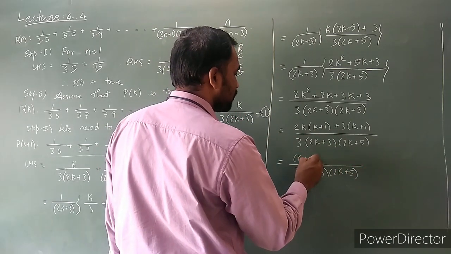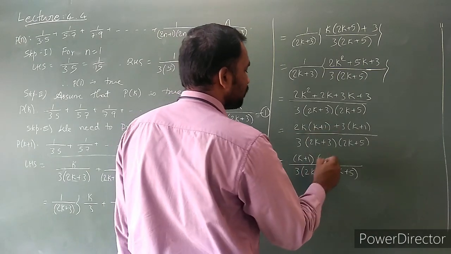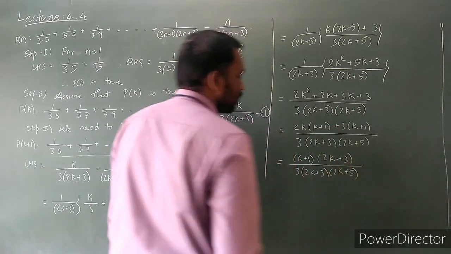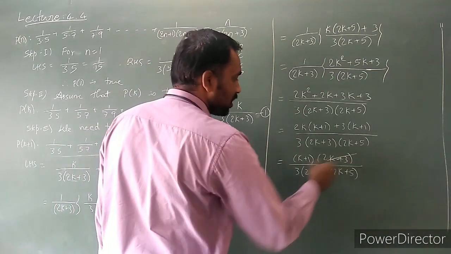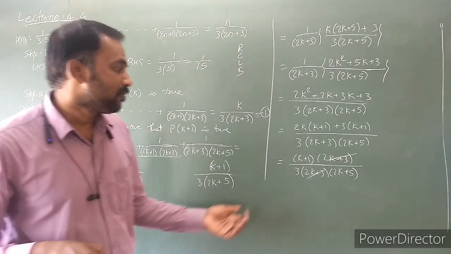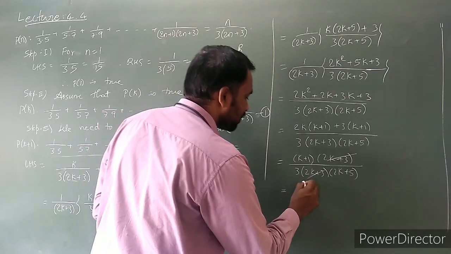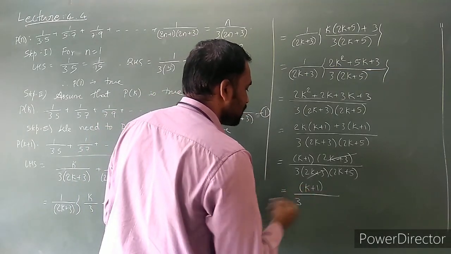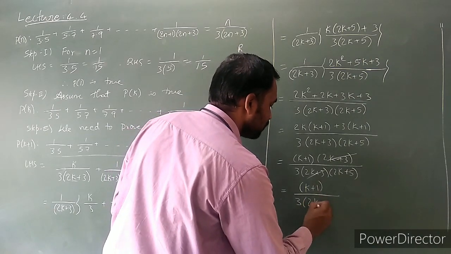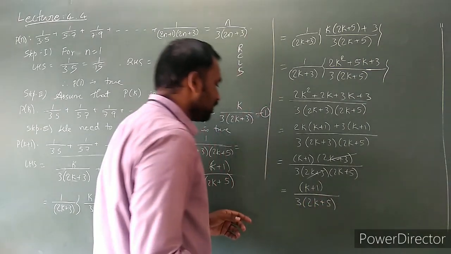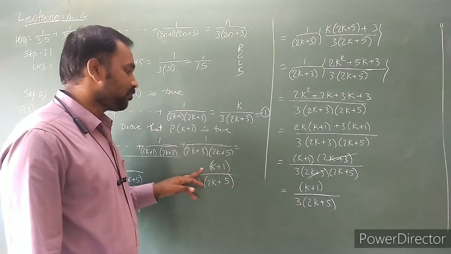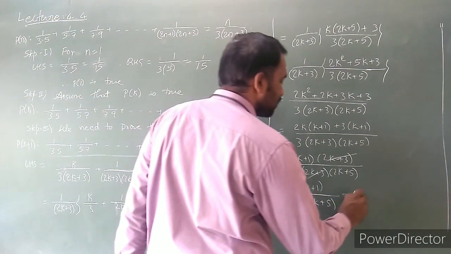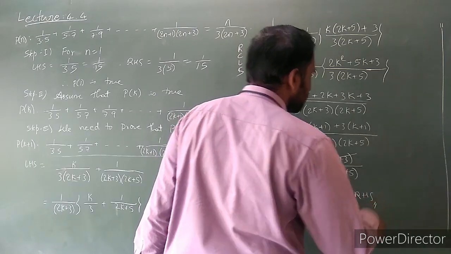Numerator k plus 1 is common from these two terms. Remaining term is 2k plus 3. So numerator also has 2k plus 3, denominator also has 2k plus 3, and they get cancelled. What is remaining in the numerator? K plus 1 is left, divided by 3 into 2k plus 5. Check it: I got the required RHS. K plus 1 divided by 3 into 2k plus 5 is the required RHS.